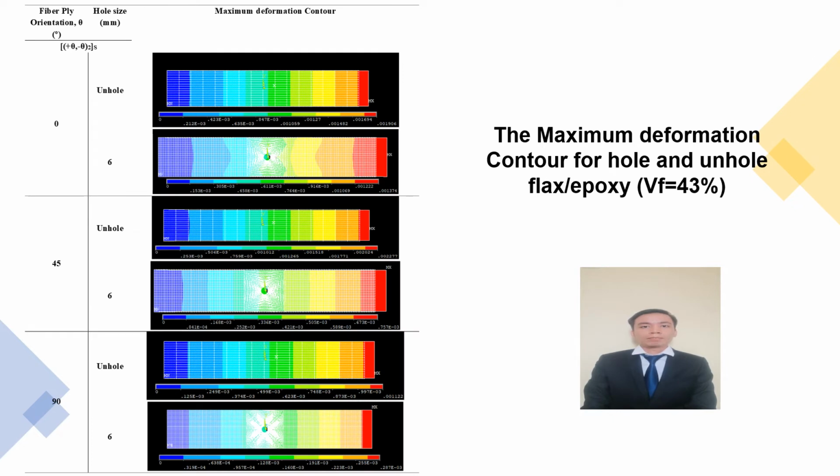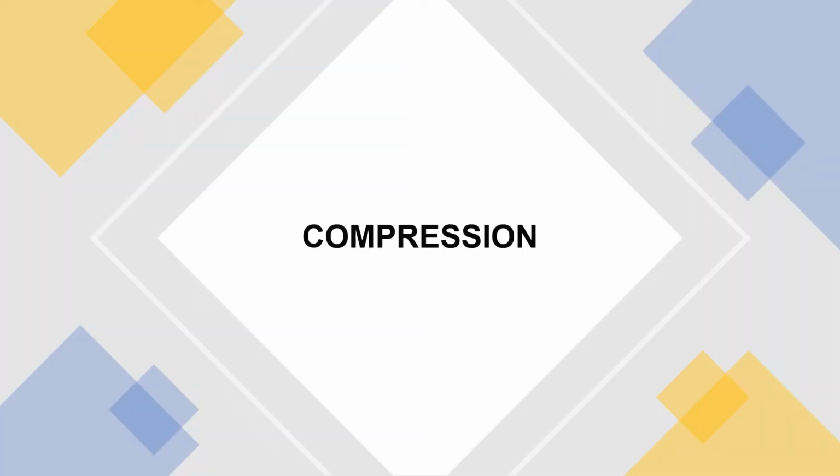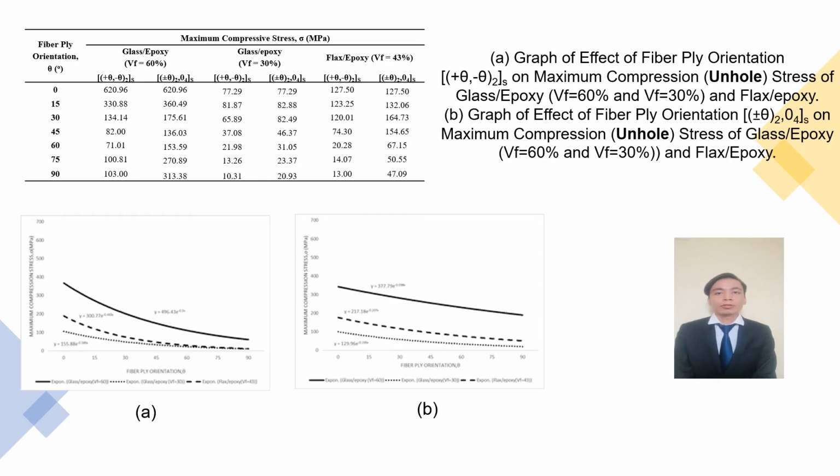This figure shows an example of the maximum deformation contour for hole and unhole flax epoxy that was done in the Ansys software. The composite maximum deformation is also influenced by the layup sequence. Aside from that, the maximum deformation is also influenced by the composite maximum stress. If the maximum composite stress is highest, the maximum deformation is also highest. This table shows the maximum compression unhole stress for glass epoxy and flax epoxy composite with various layup sequences.